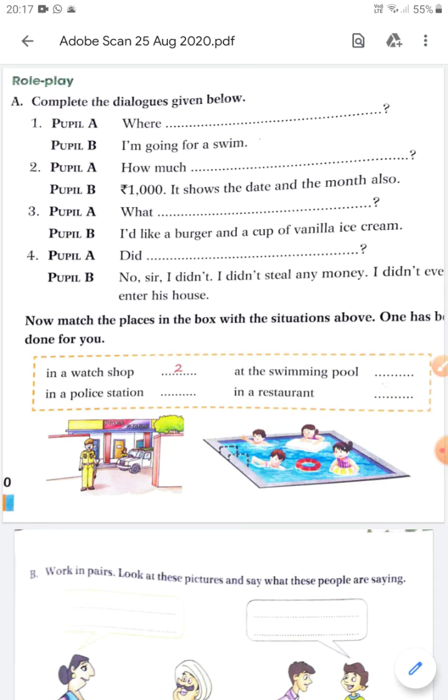Now here, pupil B saying, I'm going for a swim. So obviously, pupil A must be asking, where are you going? Where are you going?